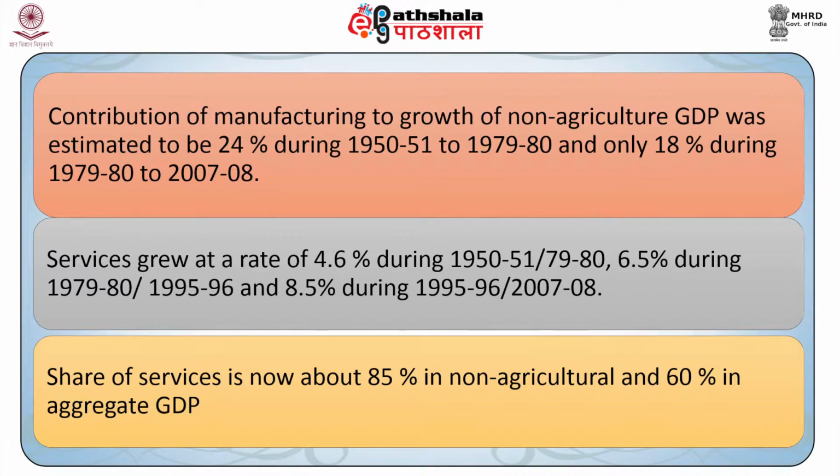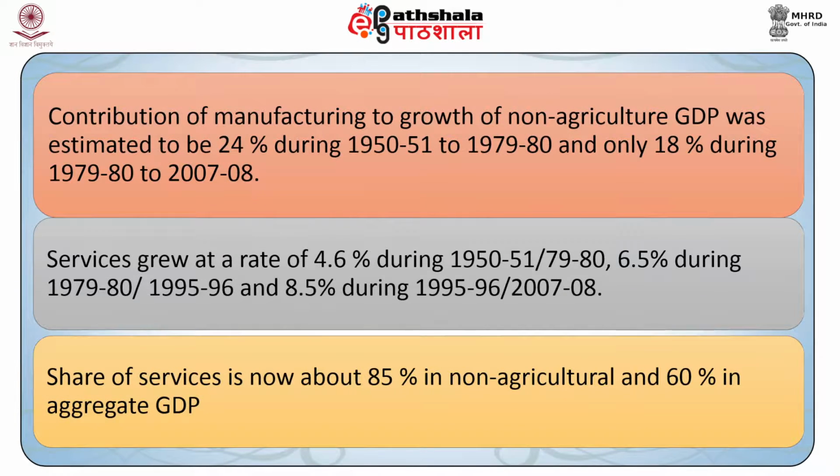Contribution of manufacturing to growth of non-agriculture GDP was estimated to be 24% during 1950-51 to 1979-80 and only 18% during 1979-80 to 2007-8. Construction has seen a small decline in its contribution from 10 to 9%. Industry, including construction, saw a decline in its contribution from 40% in the earlier period to 31% in the latter.